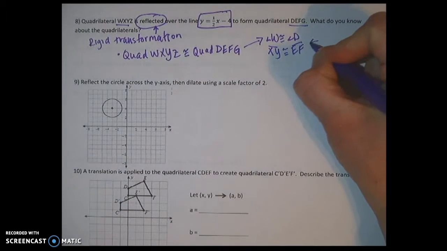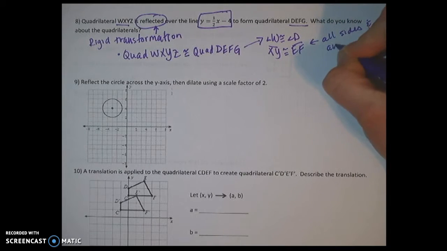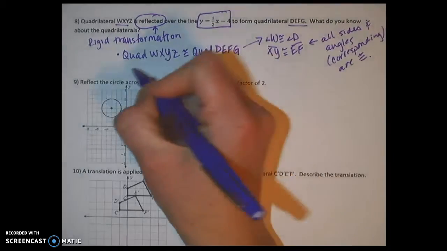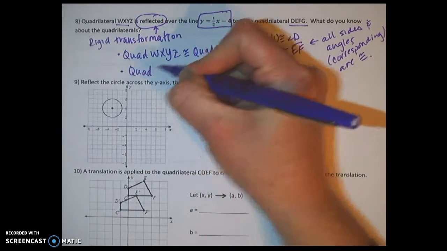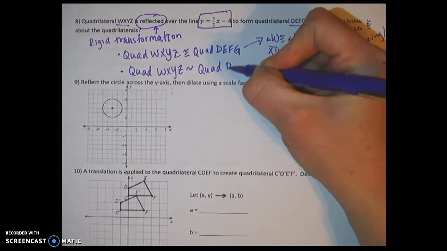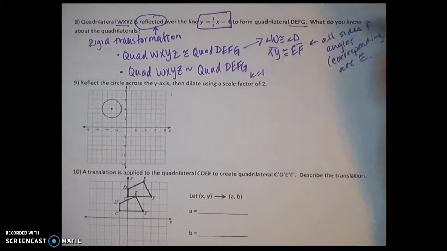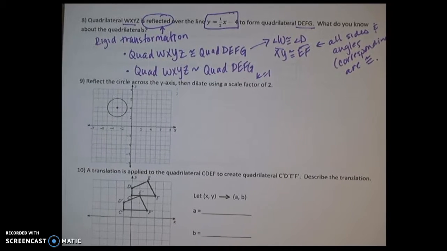So remember, that tells us all sides and angles, and of course those are the corresponding ones, those are the ones that match up, are congruent. The other thing that we know, remember we talked about this in the one that we went over in class, is that quadrilateral WXYZ is similar to quadrilateral DEFG. And that's just because your scale factor, your K, would equal 1, and you know that all the angles are the same. So the sides are indeed proportional.